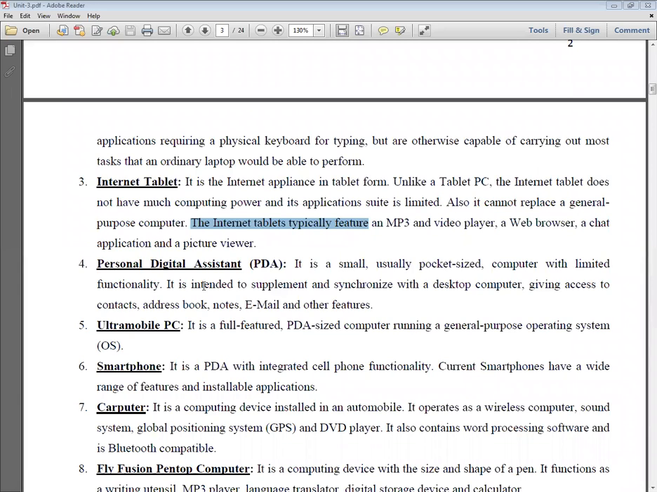Can we call a smartphone as a PDA style? So PDA in the sense personal digital assistant. Can we keep PDA in a pocket? We can, yes, we can keep a PDA in a pocket. In the same way, we can keep a smartphone in a pocket also.